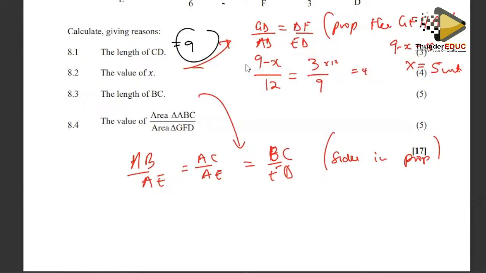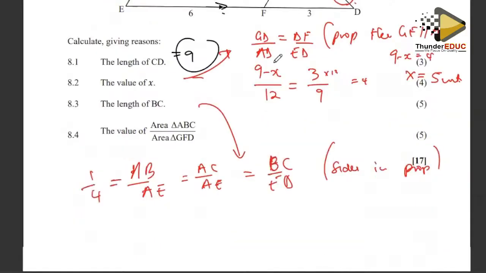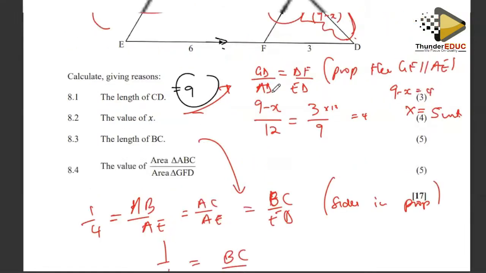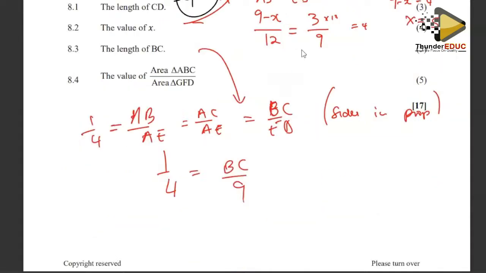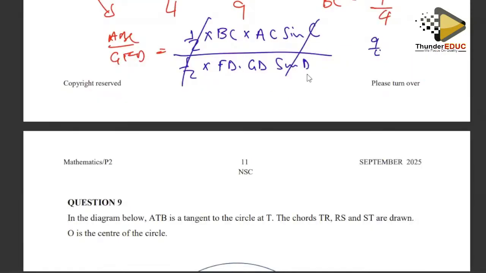Alternatively, one would start by proving that the triangles are similar. So we are saying it's 1 over 4 because the marks are really too much. If we have 1 over 4, it's equivalent to BC divided by, we know that this is a 6, this is a 3, which is a 9, meaning that our BC is going to be 9 over 4, which is 2.25 units. Then 8.4, the area of ABC over FD. This one, 4 times 3 over 3 times 4, meaning that we have 9 over 16.